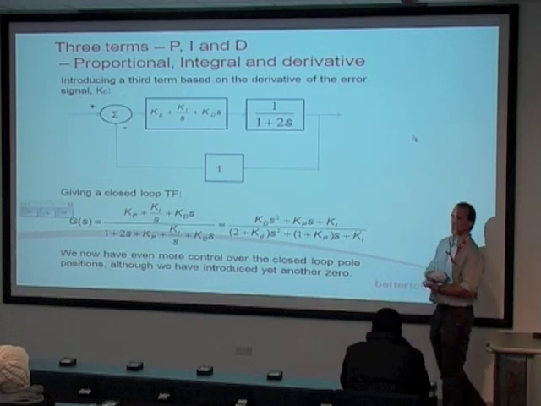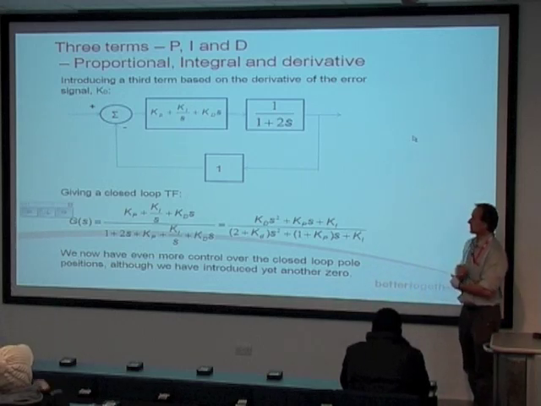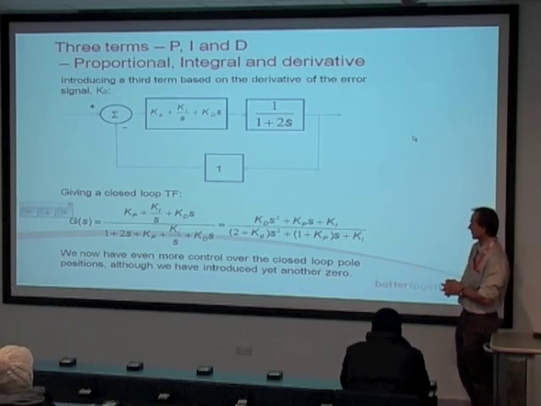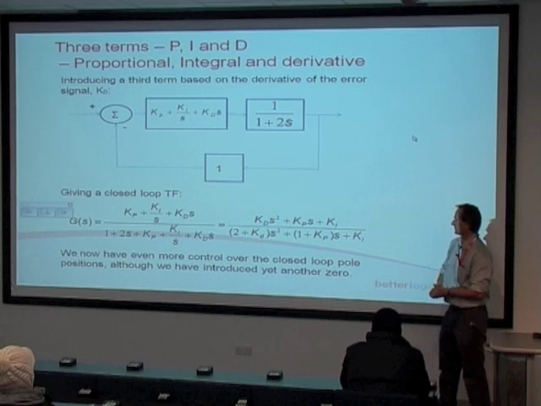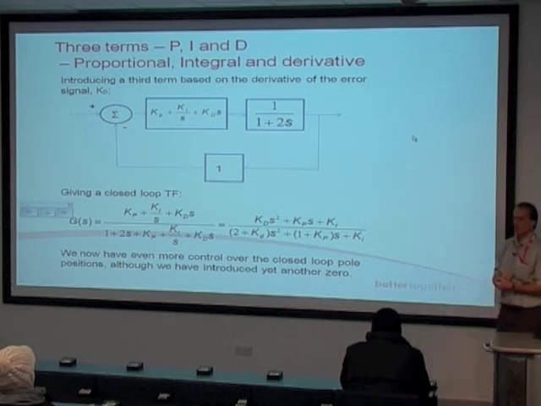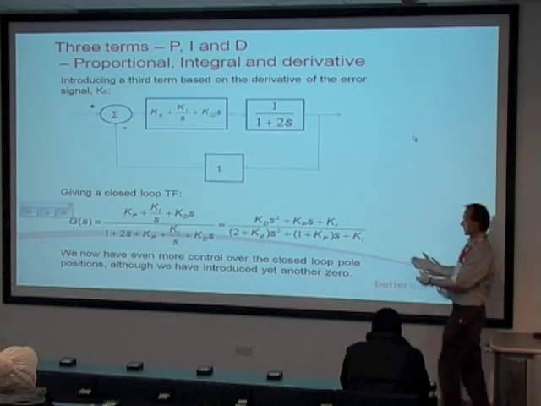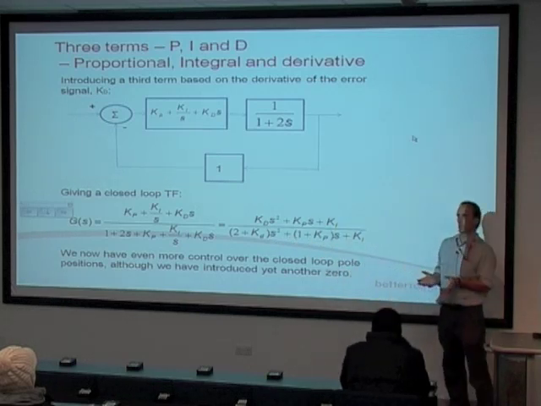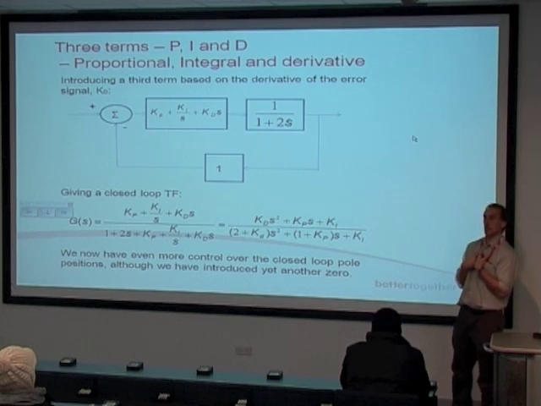Okay, my system stays the same. I've still got that first order system in there. Rattle through the block diagram algebra, which you can all do, and you end up with this thing. And what I've got now is even more control over what I can do with my transfer function. I've got more variables in there that are under my control.